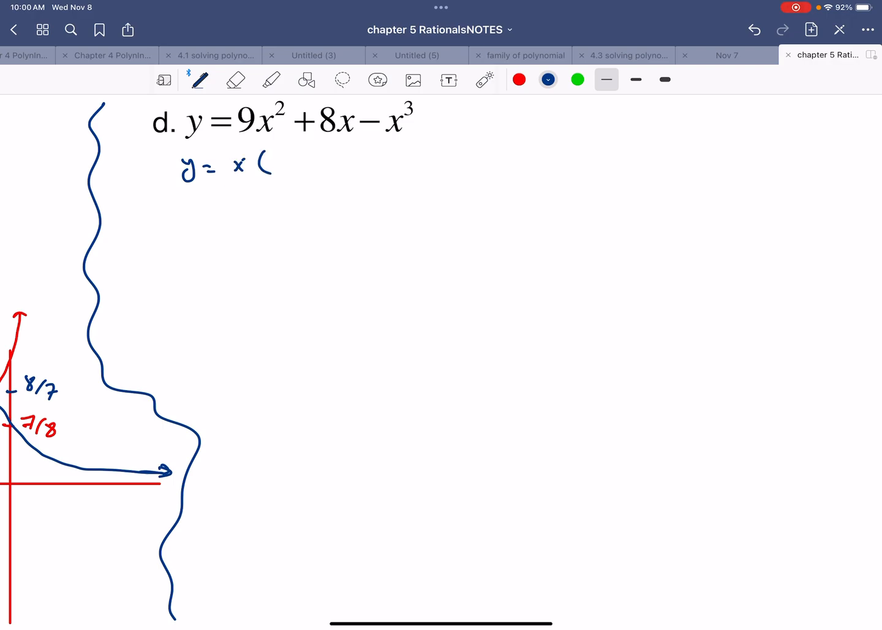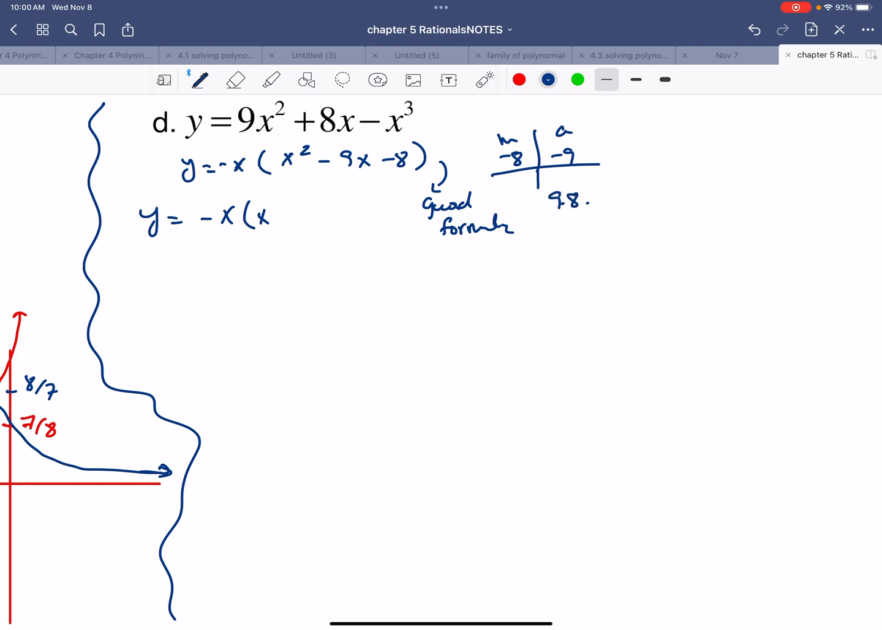I can factor an x out here, so that's going to leave me a negative x times x squared minus 9x minus 8. Can I find two numbers that multiply to negative 8 and add to negative 9? I probably can't. So I'll do the quadratic formula. If I do the quadratic formula, I end up with the two zeros that are 9.8 and negative 0.8. So I can put them in the equation.